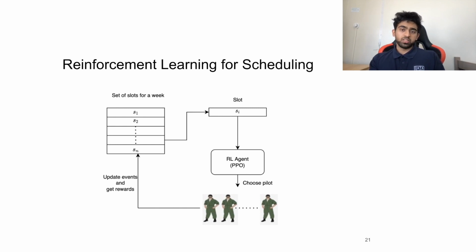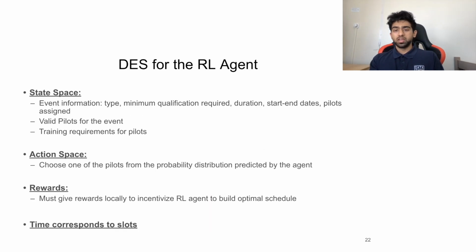To formulate our reinforcement learning agent, we use a discrete event space. For our state space, we encode necessary information like event information, valid pilots for the events, and the training requirements for pilots. The group we were working with wanted the pilots to progress through the qualification ranks by completing certain training requirements, and that is why we use these in our state space. The action space for the agent is choosing a pilot from the given set of pilots. And for the rewards, we use a dense reward system according to whatever objective function we want to optimize. Also, each time step in the episode corresponds to slots.